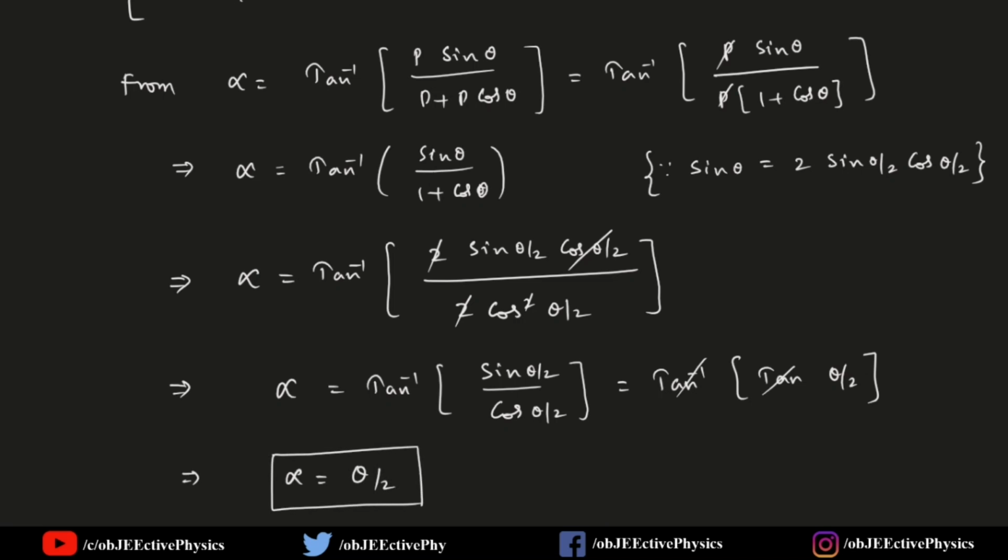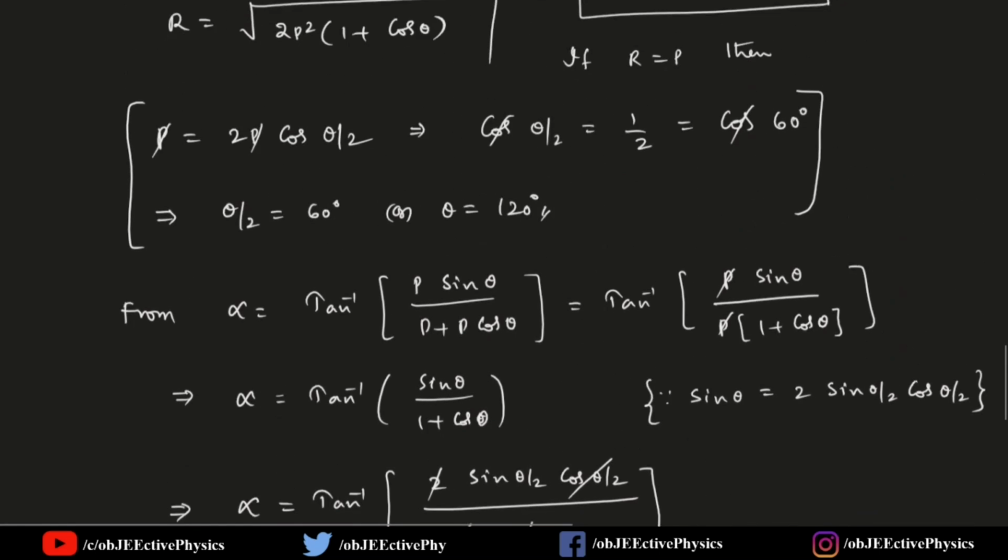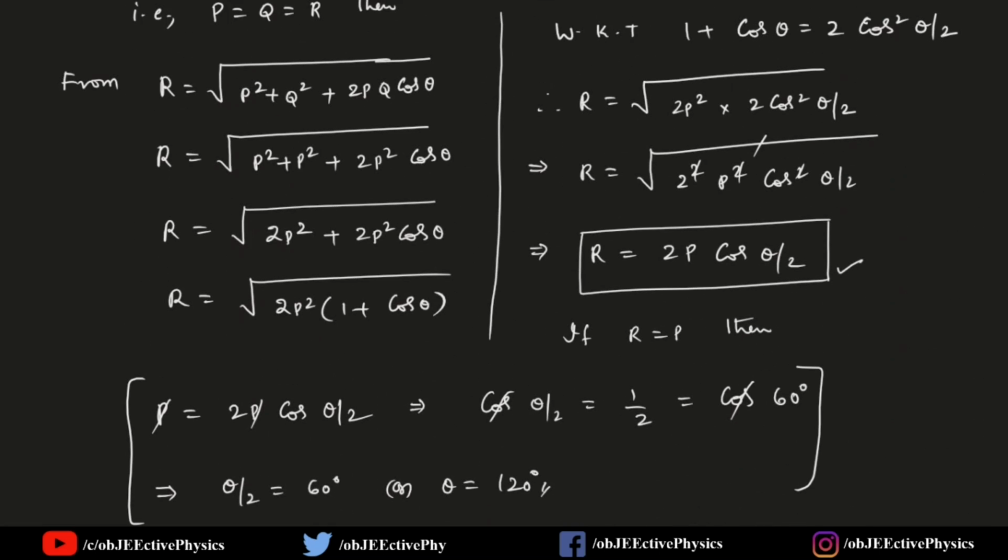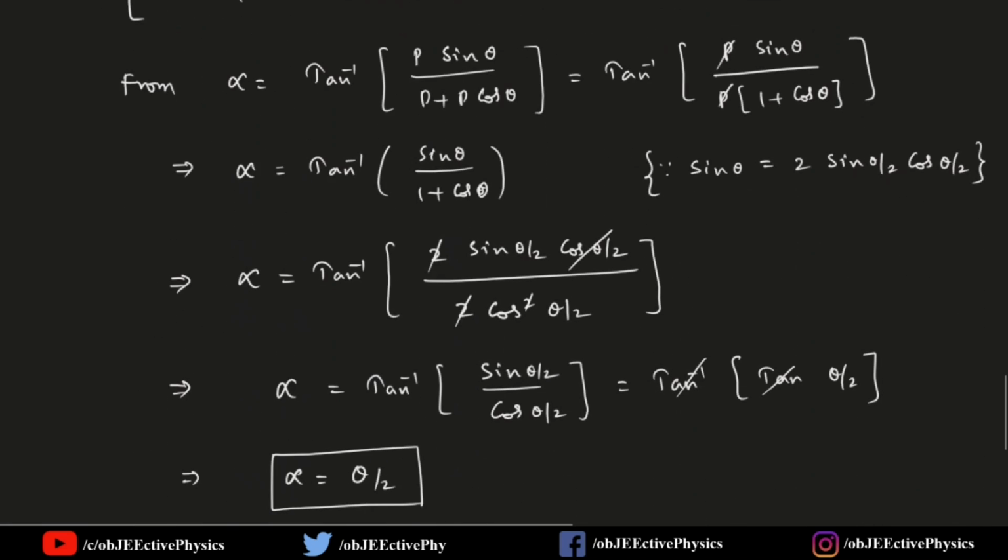When magnitude of p bar is equal to magnitude of q bar, the resultant of two equal vectors can be written as 2p cos theta by 2. The direction of the resultant vector makes an angle theta by 2.